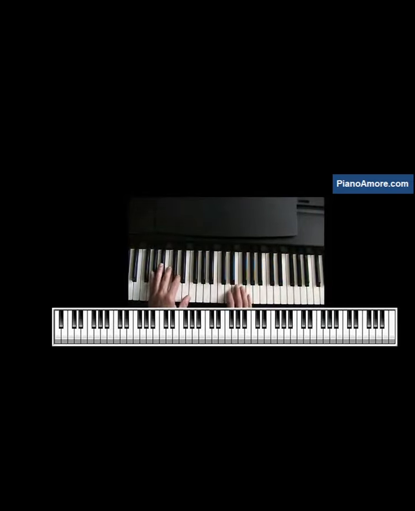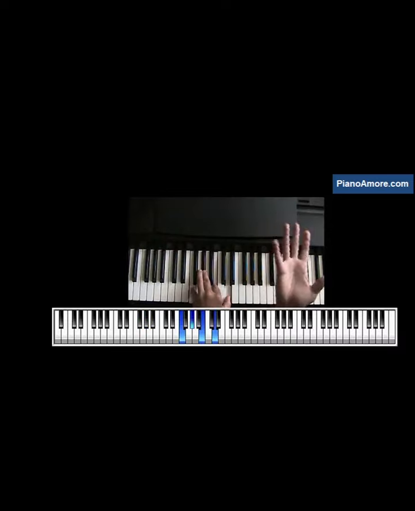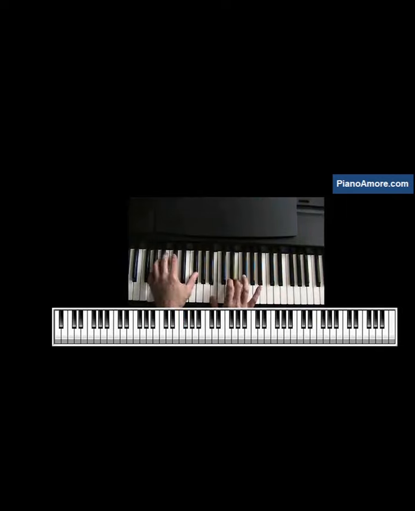So yeah, I decided to go with that diminished down here and hit it again here. Didn't have to. Choices. Go to that 4th measure.